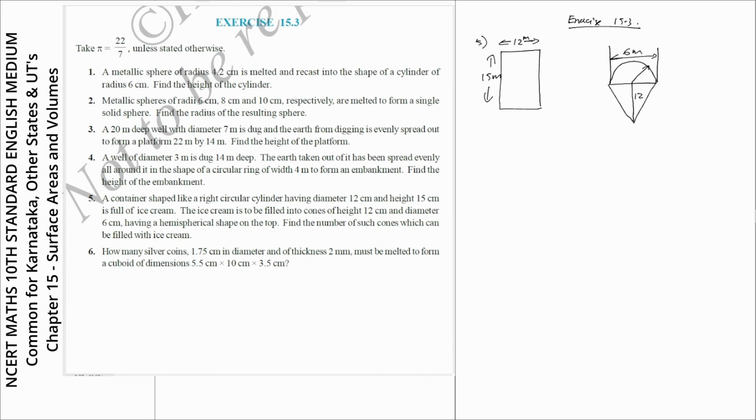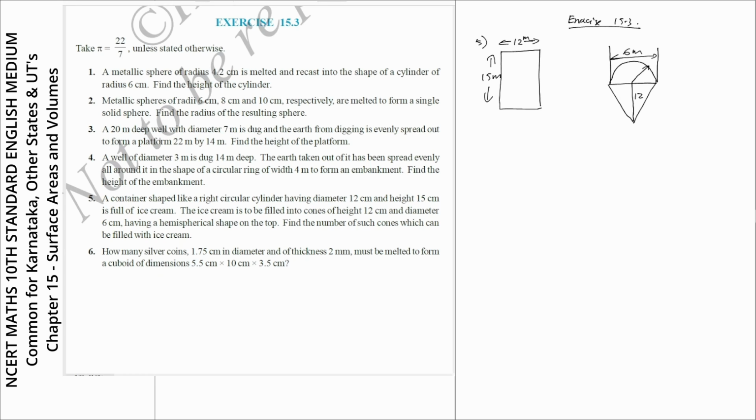Exercise 15.3, question number 5. A container shaped like a right circular cylinder having diameter 12 cm and height 15 cm is full of ice cream. The ice cream is to be filled into cones of height 12 cm and diameter 6 cm having a hemispherical shape on the top. Find the number of such cones which can be filled with ice cream.